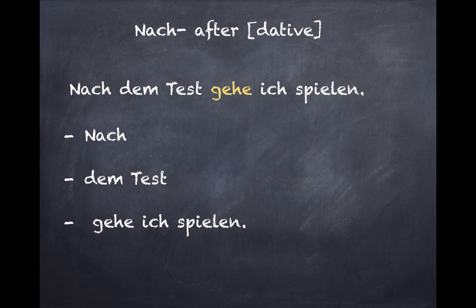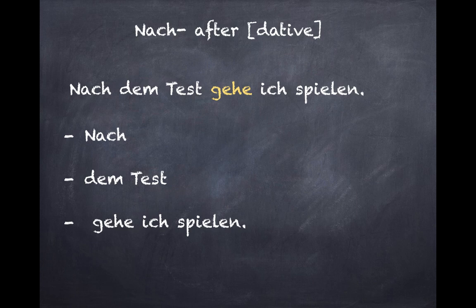Nach means after. It is also a dative preposition. After the test, I go to play. Nach dem Test, gehe ich spielen. In this sentence, you can see gehe is the verb at the second position. Nach dem Test is considered one word. Nach is a preposition, dative. Test, der Test changes into dem Test, dative article. And then the rest of the sentence, gehe ich spielen.